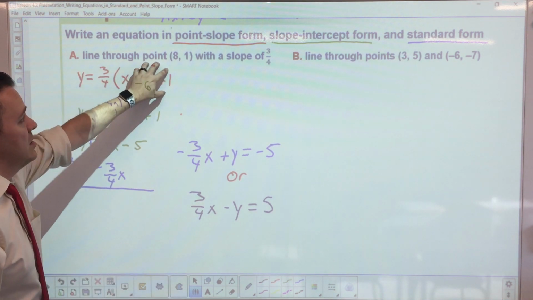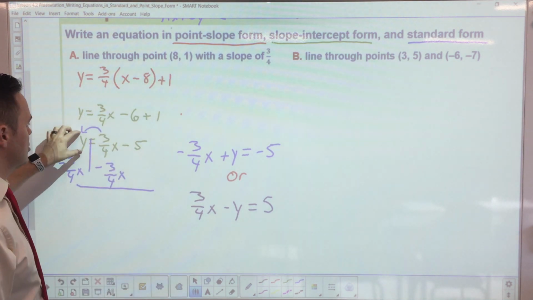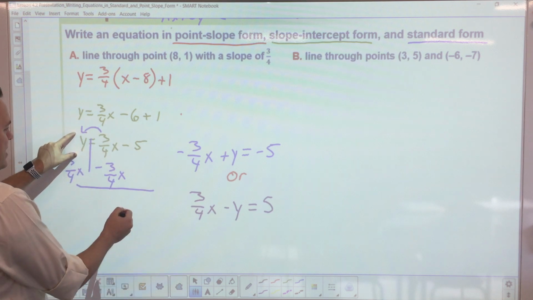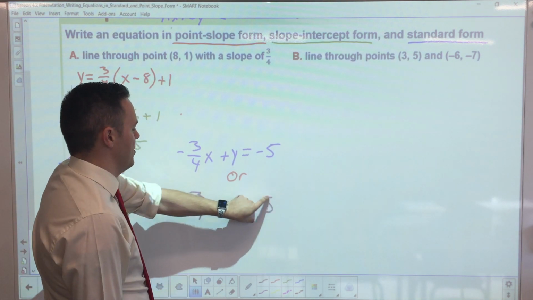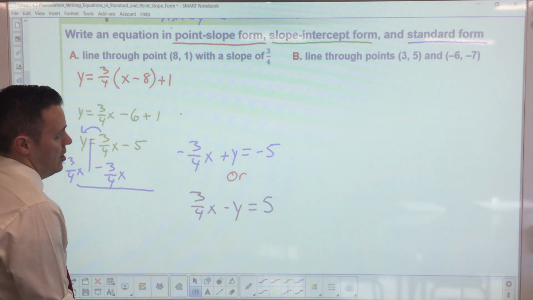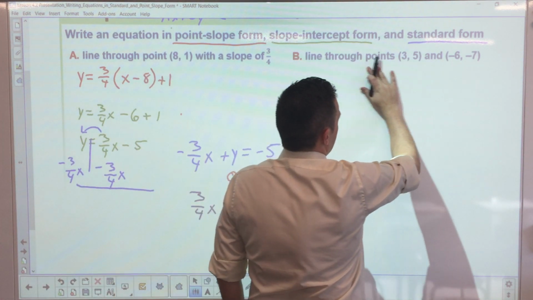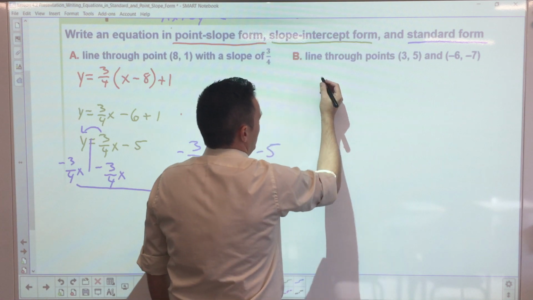So, point slope form. Slope-intercept form is this piece right here, and then the last one is standard form right here. All right, do it again now. Line through points.